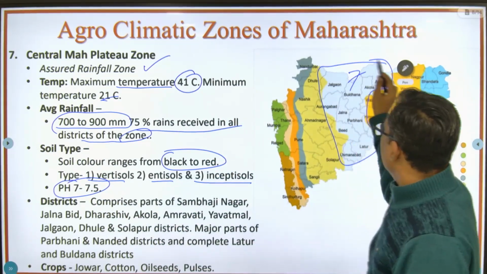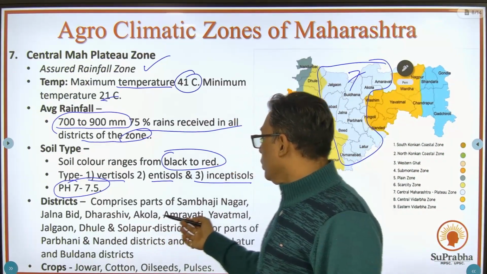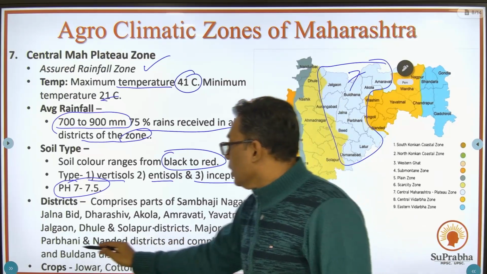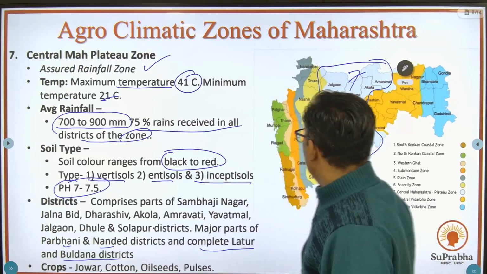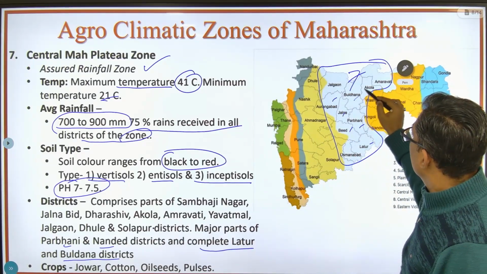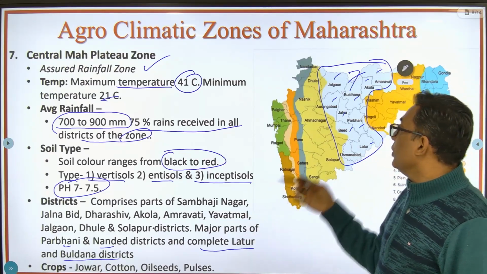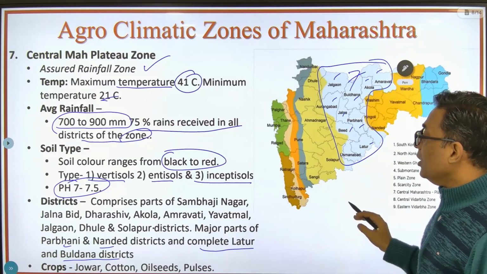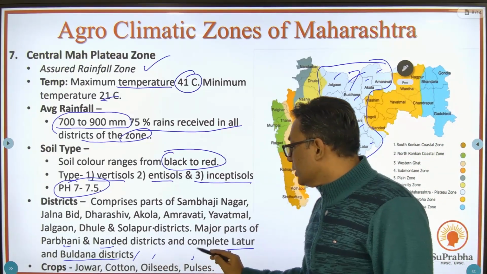So the districts, now it covers most of the districts. You have Sambhajinagar, Jalna, Beed, Dharashiv, Akola, Amravati, Yavatmal, Jalgaon, Dhule, Solapur districts, major part of Parbhani, Nanded, and complete Latur and Buldana districts. Okay, you can look in the map rather than reading this. You can always refer to the map so that you get a fairly good idea about the districts and the crops over here: jowar, cotton, oilseeds, and pulses.